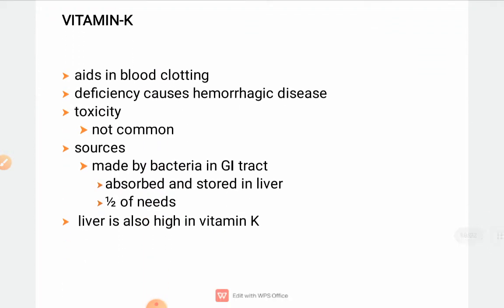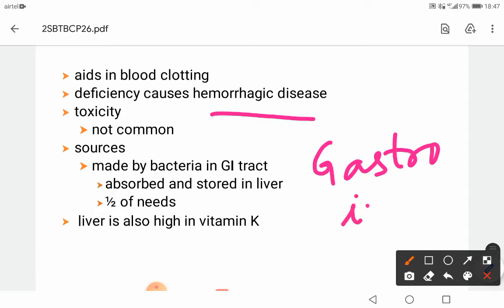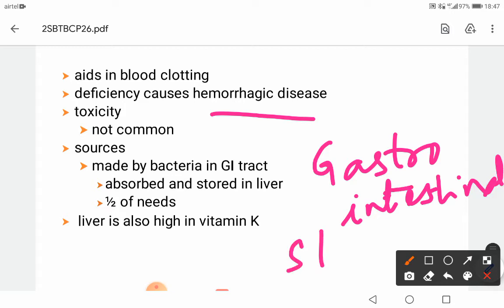And the last vitamin, vitamin K. It helps in blood clotting. Deficiency causes hemorrhagic diseases, bleeding. Toxicity is not common. And as for sources, it is made by bacteria in the gastrointestinal tract. It means in the stomach.